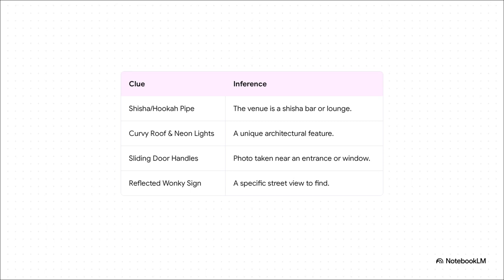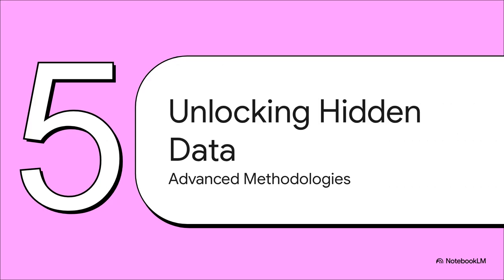Then they spot this unique, curvy roof with neon lights. That's a great architectural clue. Even tiny details, like the handles of a sliding door or the reflection of a weirdly bent 20-mile-per-hour sign, were used as pivot points, and by connecting all these separate little dots, they were able to pinpoint the exact location. It's brilliant. So, now that we get the idea of connecting the dots, let's level up and explore some more advanced methods, the kind that uncover data you're just not going to find with a simple search.